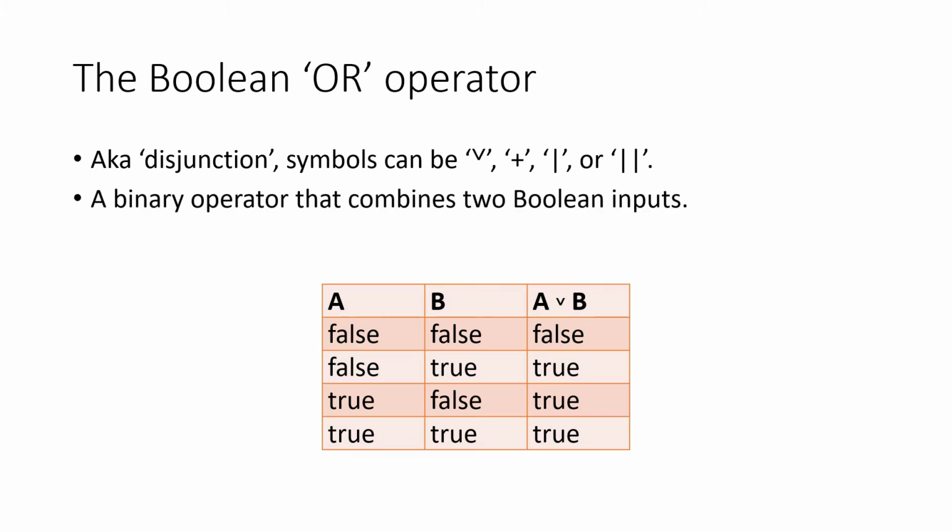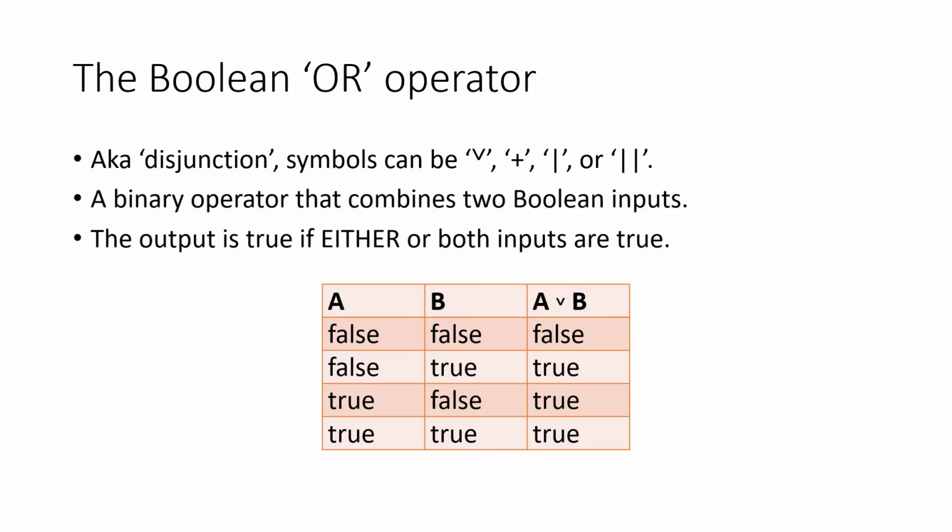So this is another binary operator, which combines two inputs, and the output is true if either or both of the inputs are true. So if A is false, then A or B is false, unless B is true. But if A is true, then A or B is true. And if B is true, then A or B is true. Or to put it another way, every output is true except the case where both the inputs are false.